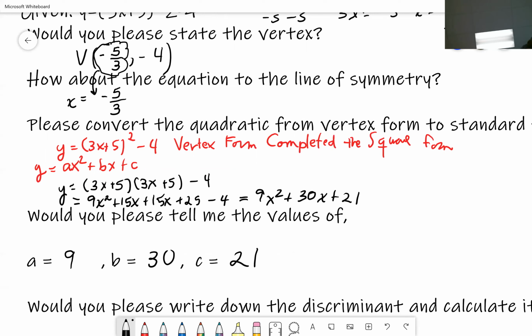So far, I believe everyone in this class has the skill to do FOIL, combine like terms, and tell me what a, b, and c are. Does everybody have those skills? I think you do. You just have to have it on the day of the quiz. You can do this, I think.